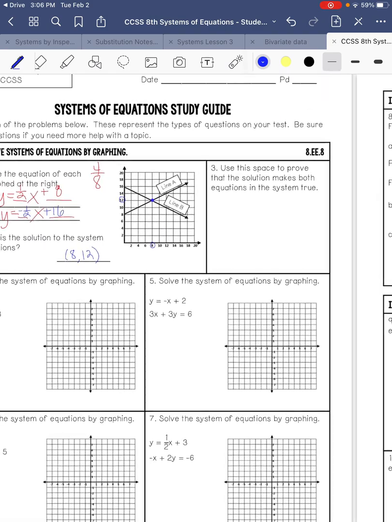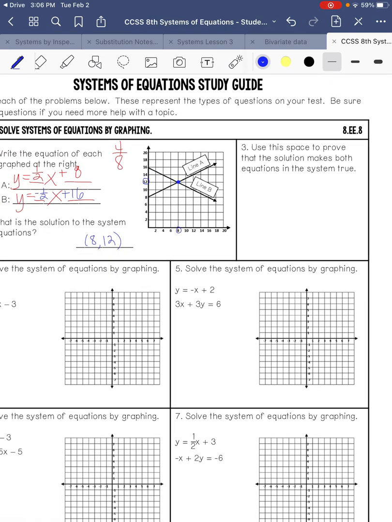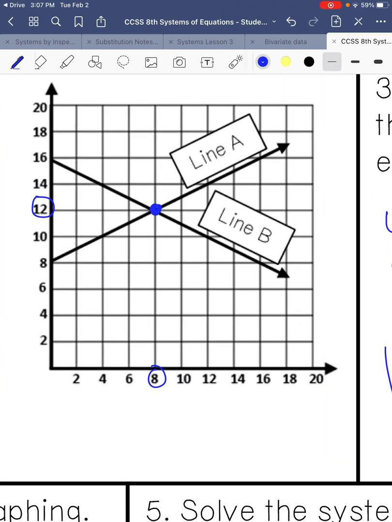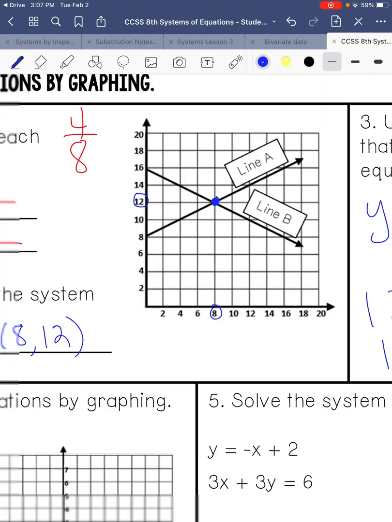Here's the part where we go back and we plug them in. So we have y equals 1/2 x plus 8. I'm going to plug in my numbers. So 12 equals 1/2 of 8 plus 8. Half of 8 is 4. 4 plus 8 is 12. Does 12 equal 12? Yes. I'm just going to check one for time saving purposes, but you can check the other one too. You really don't have to check when it's on a graph, because you can actually see it.